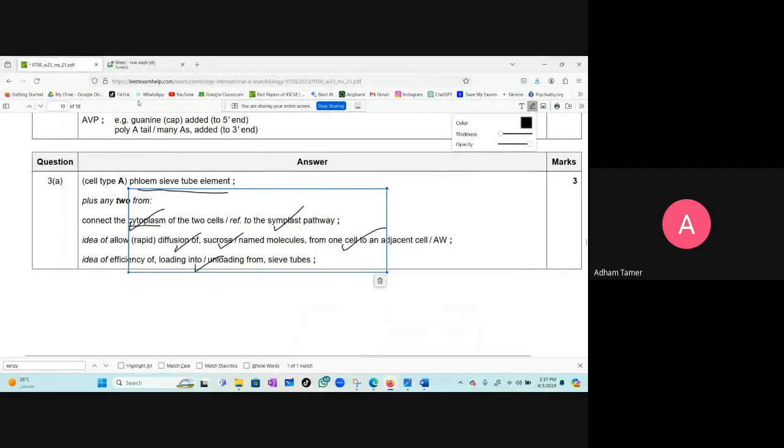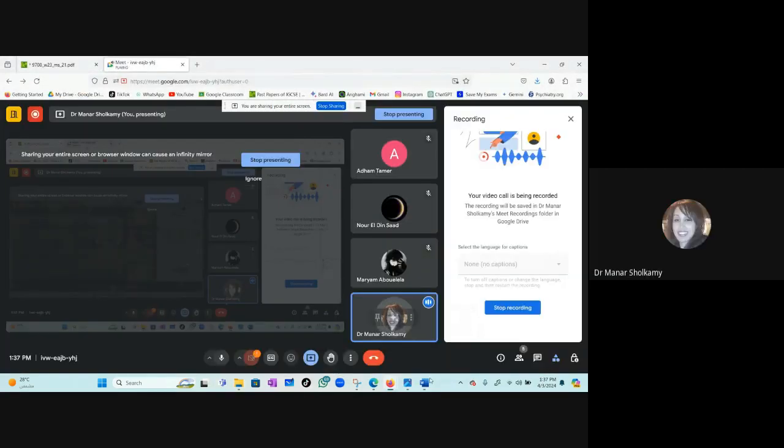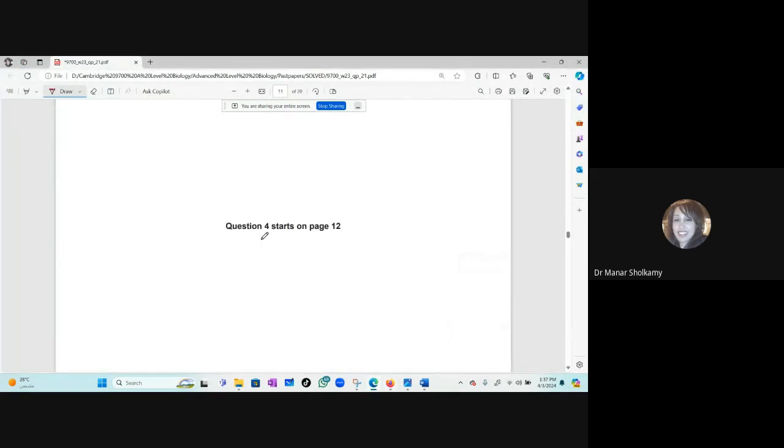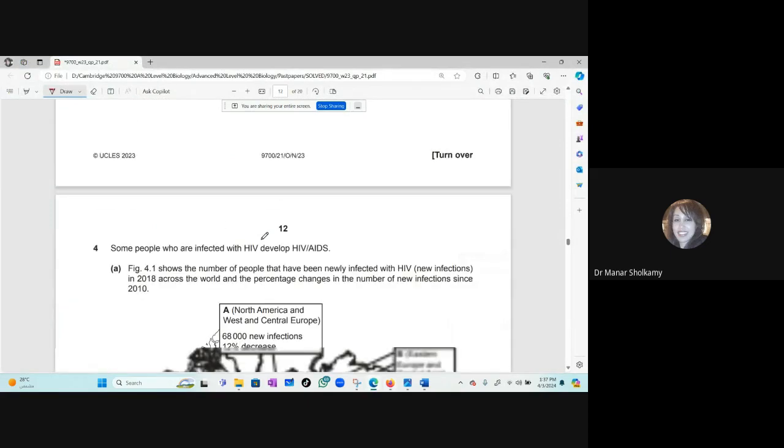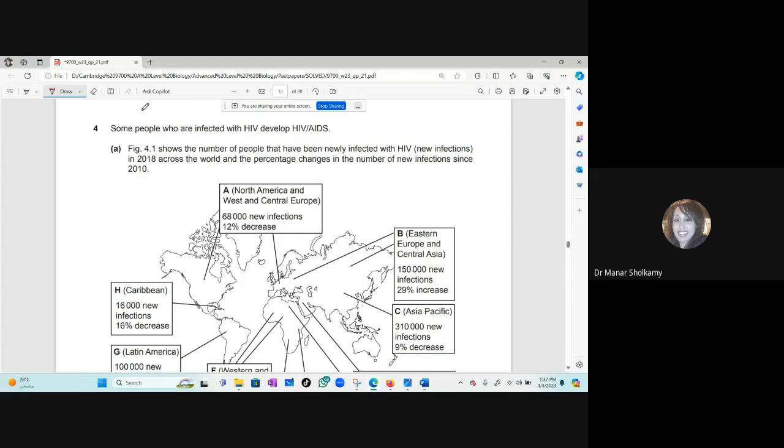Yes, okay, good. Now, where are we? Some questions are easy, some are not. So, question 4. Now, question 4 does not look easy. Some people who are infected with HIV develop AIDS. Figure 2.1 shows the number of people that have been newly infected with HIV, new infections in 2018 across the world, and the percentage changes in the number of new infections.